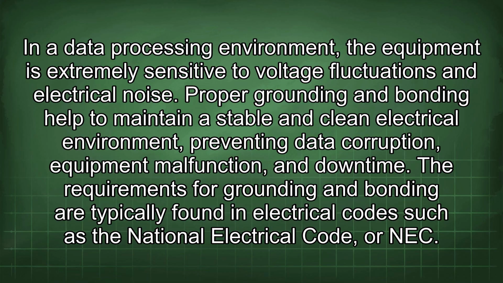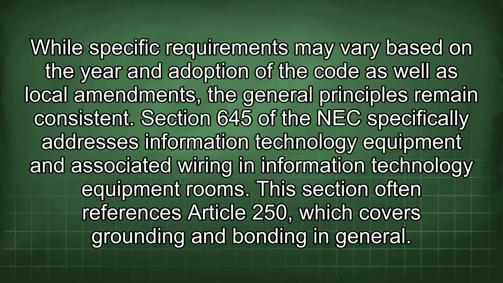The requirements for grounding and bonding are typically found in electrical codes such as the National Electrical Code, or NEC. While specific requirements may vary based on the year and adoption of the code as well as local amendments, the general principles remain consistent. Section 645 of the NEC specifically addresses information technology equipment and associated wiring in information technology equipment rooms. This section often references Article 250, which covers grounding and bonding in general.